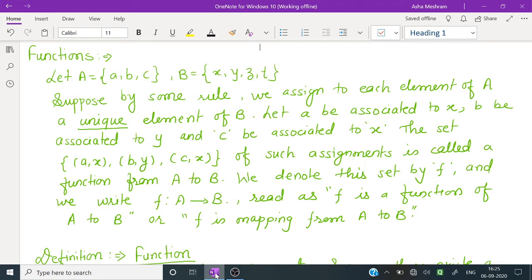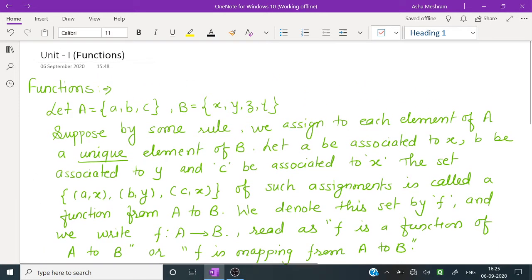In the last lecture, we finished the topic Cartesian product of two sets, and the second topic of Unit 1. Here you can see Unit 1, and the second topic is function. So let's start with the definition of functions. First, we take some idea of what is meant by function and how it is defined.